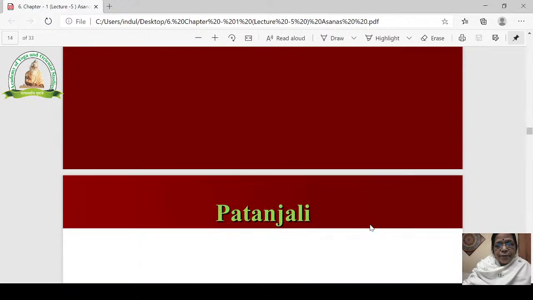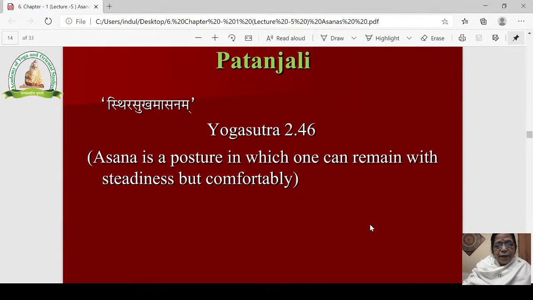Now let us see some definitions. Patanjali defines asana as sthira sukham asana. Asana is a posture in which one can remain with steadiness but comfortably. Sthira and sukham. Sthira means steadily and sukham means comfortably. One has to sit steadily and also without effort, effortlessly.